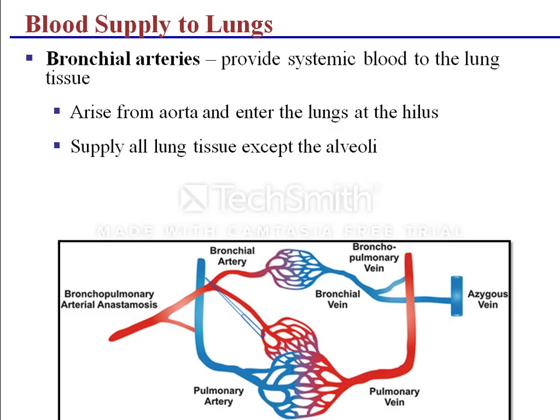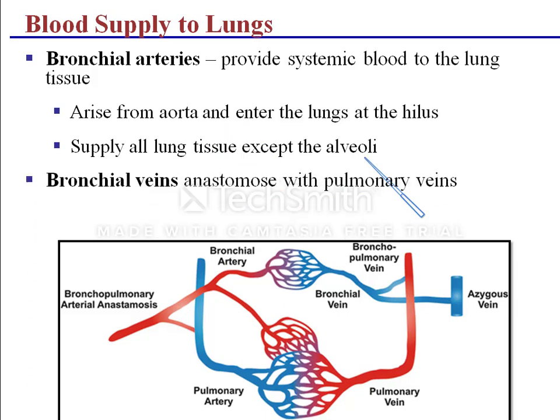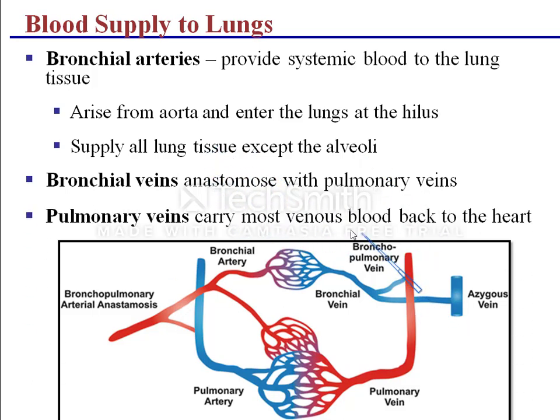Whereas bronchial circulation, bronchial arteries provide systemic blood to the lung tissues. So they supply all lung tissues except alveoli. They arise from the aorta and enter the lungs at the hilus. Bronchial veins anastomose with pulmonary veins. Anastomosis means connected with pulmonary veins. Pulmonary veins will carry blood back to the heart.